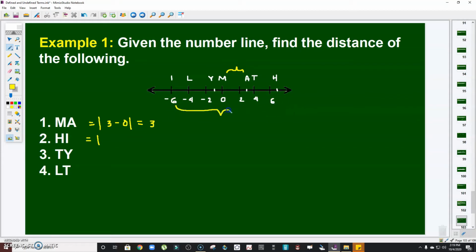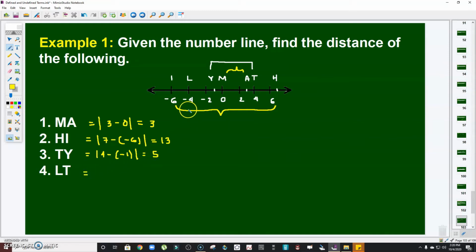Alright, so that is, okay, this is our segment, HI. So our H is 7. Alright, let's do that. Okay, 7 minus negative 6, that's 7 plus 6 or 13. See that? How about TY? Okay, TY. So this is your T, this is your Y. Okay, if we're going to get the length of this, the coordinate of T is 4, minus the coordinate of Y, which is negative 1. So that will be 4 plus 1, that will be 5.